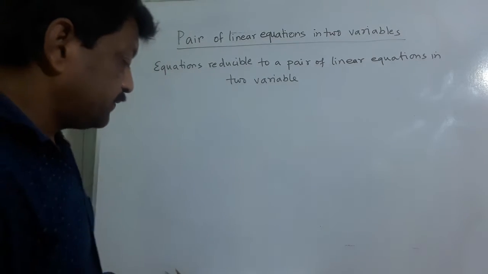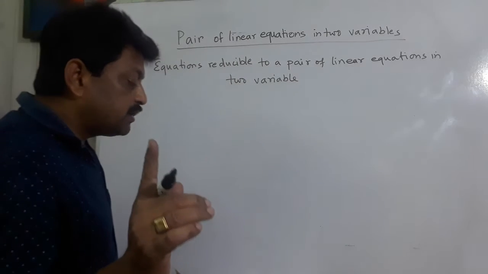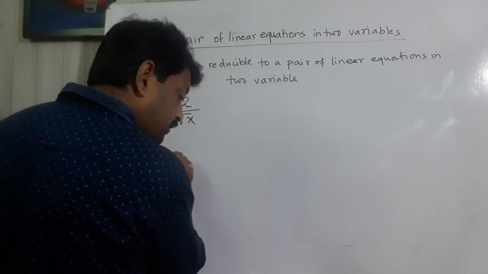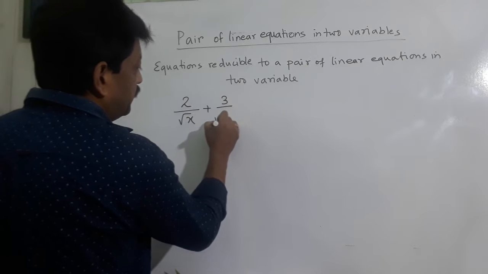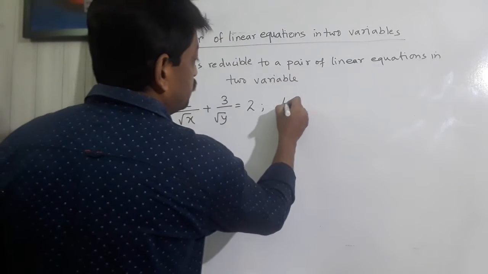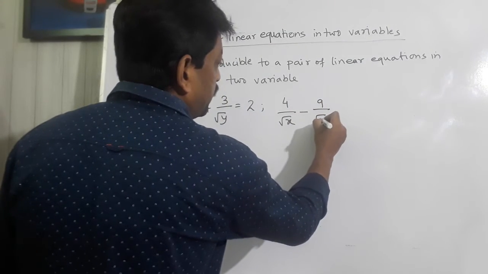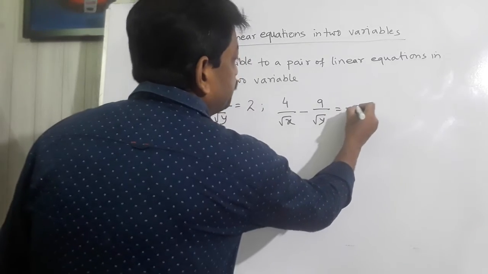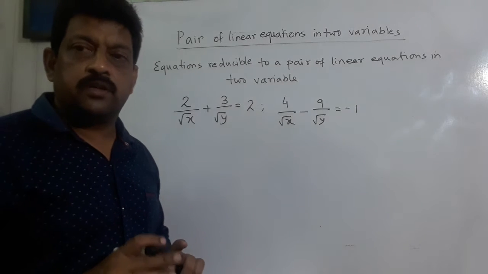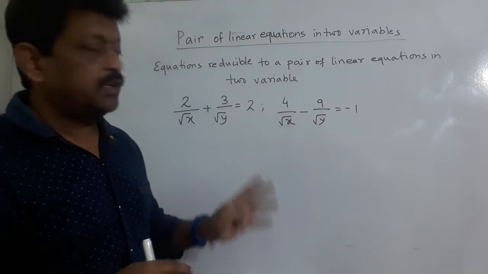Let me show you one equation. This is from exercise 3.6 of the NCERT book, class 10 mathematics. The equation is 2 upon root x plus 3 upon root y equals 2, the first equation, and the second one is 4 upon root x minus 9 upon root y equals minus 1. As you can see, they are not in the form of linear equations in two variables. So first of all we have to change them into linear equations, then we will solve it.